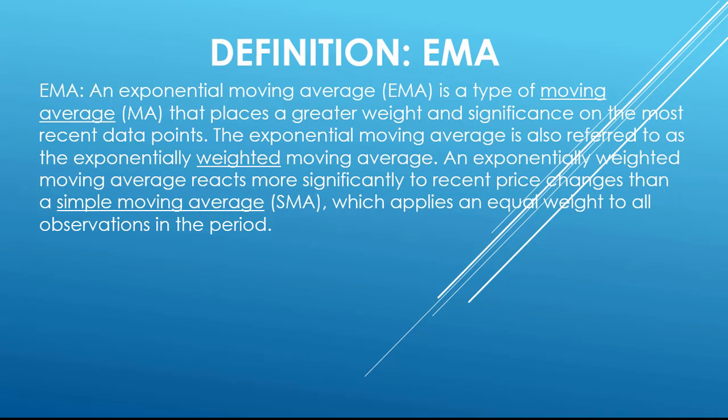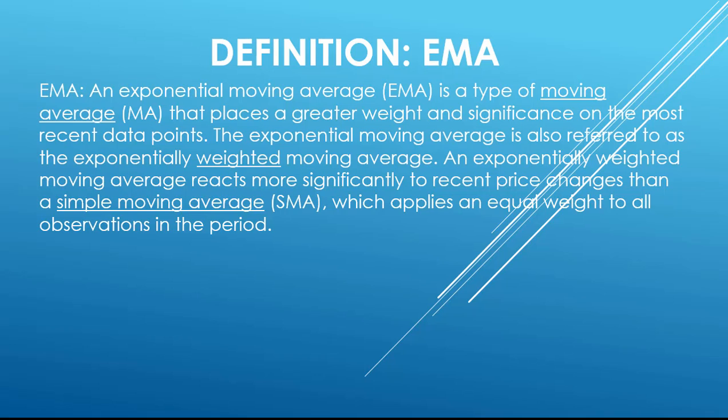In other words, a simple moving average is going to average the closing prices over the period of time. So if it's a 20-day moving average, it will average the last 20 days worth of closing prices. If it's a 50-day moving average, it will average the last 50 days of closing prices.